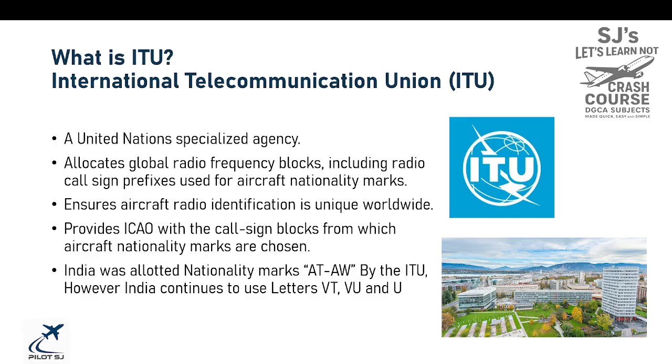So, like in car vehicles here, each state has different sort of two-letter codes. For example, Maharashtra has MH, Kerala has KL, and so on. And just like that, India uses Victor Tango. However, it was assigned Alpha Tango to Alpha Whiskey by the ITU, but we still use the pre-colonial Victor Tango, Victor Uniform and Uniform, VT, VU and U. So VT is for civil aircraft, Victor Uniform is for military aircraft, and Uniform followed by 6 alphanumeric characters will be for unmanned aircraft in India, such as drones.